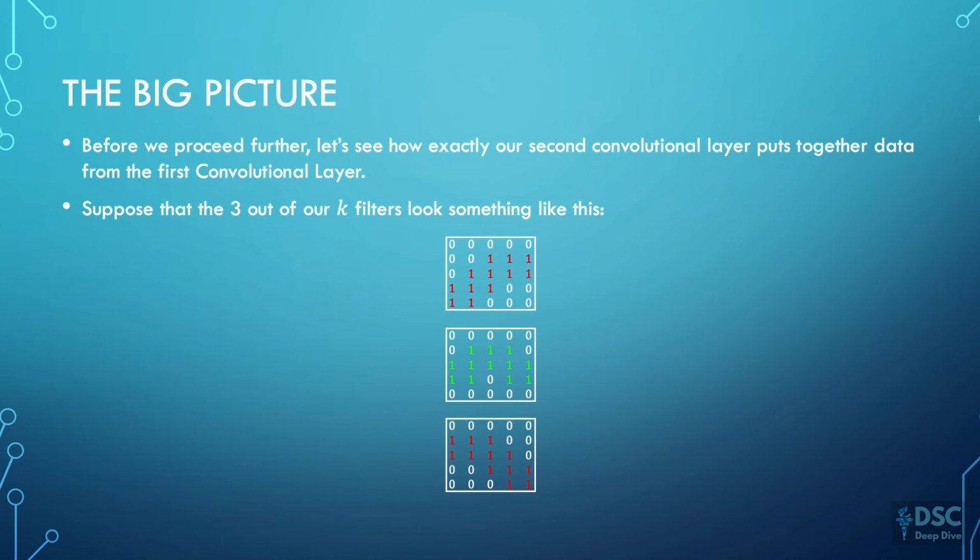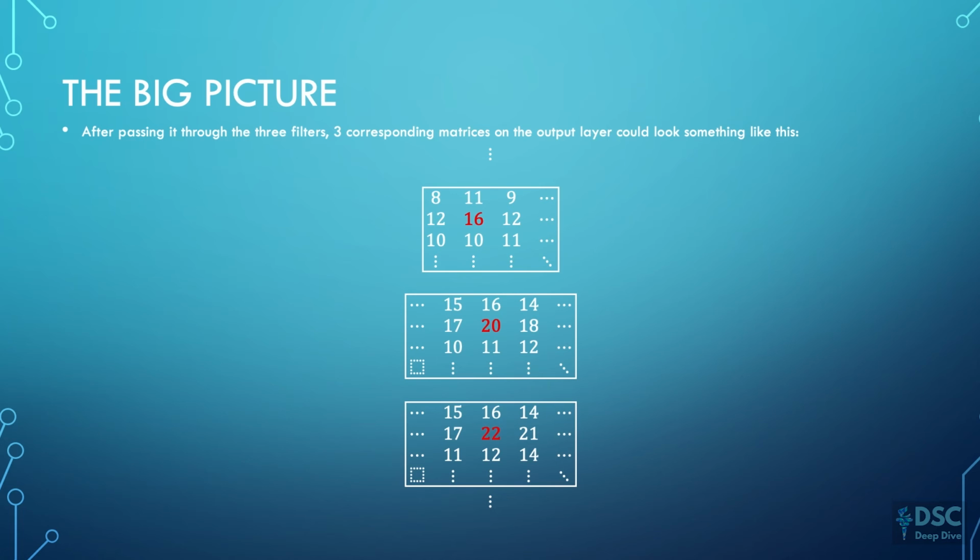Let's consider 3 out of our k filters, and suppose that the 3 filters look something like this. For example, this looks like the left-hand side of an arch, this looks like the center of an arch, and this looks like the right-hand side of an arch. Now, imagine that we pass it over our image, and we get really high values near the top of the output matrices which correspond to these filters. This means that our image has features really similar to these filters near the top. For example, after passing through the 3 filters, our 3 matrices on the output layer could look something like this.